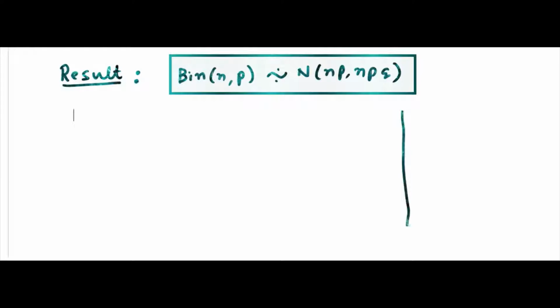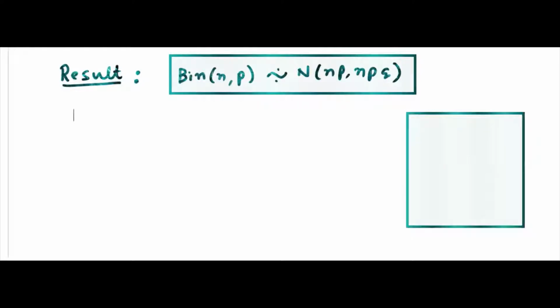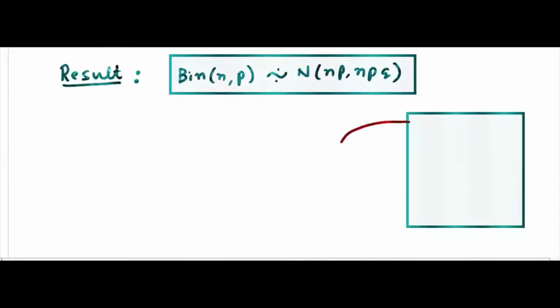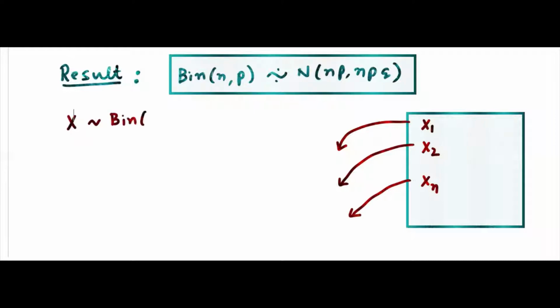Now, suppose we have this population. This is the population, and I'll take random variables x1, x2 and so on. Let me write: x follows binomial n, p. If x follows binomial n, p, then I will prove that x will follow normal np, npq.